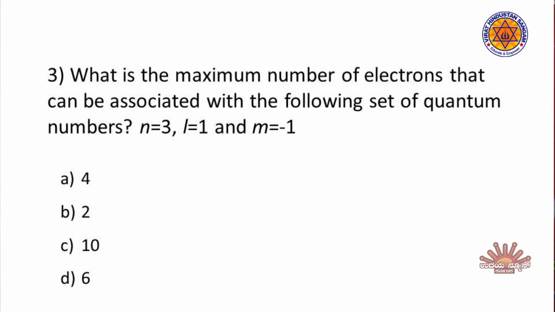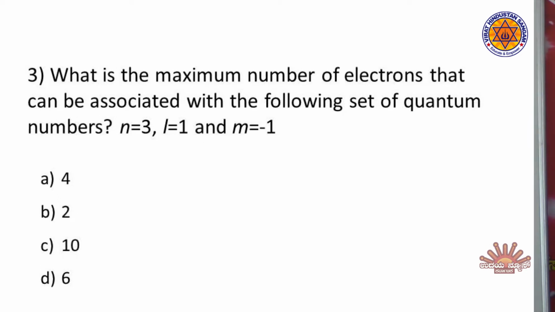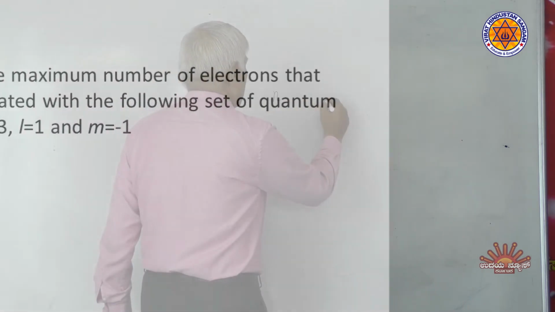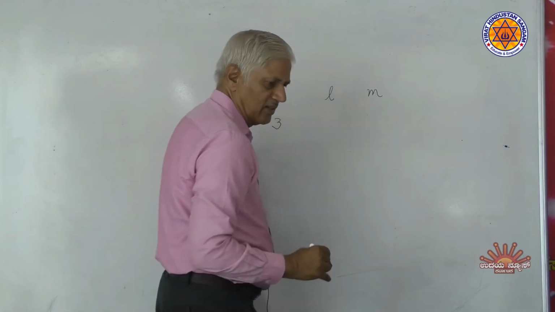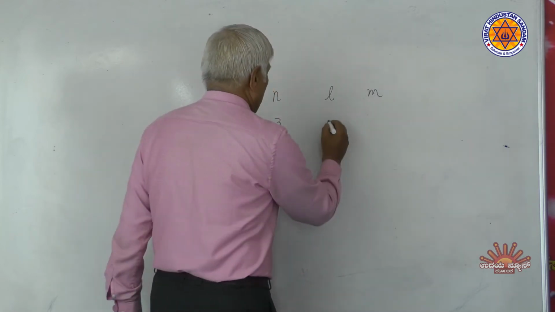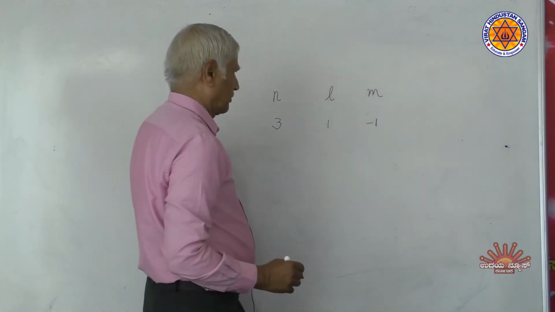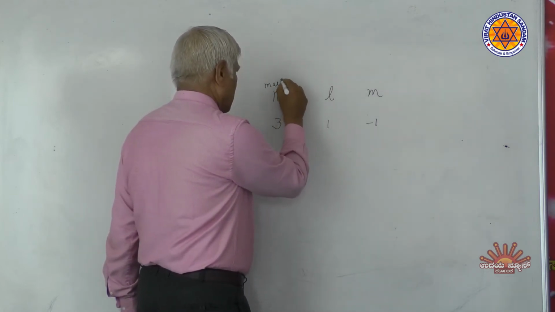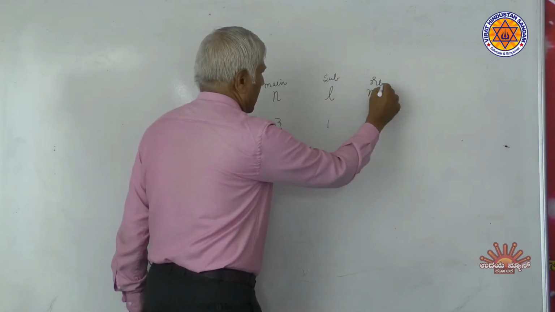What is the maximum number of electrons that can be associated with the following set of quantum numbers? Three quantum numbers are given: n, l, m. n is 3, l is 1, m is minus 1. Look here. n gives the main shell, l gives the subshell, m denotes the orbital.